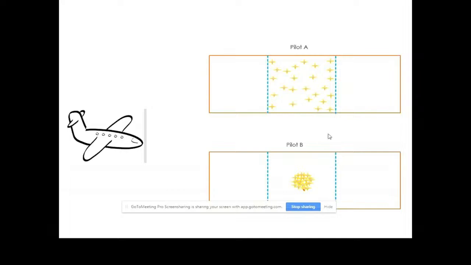The cost of the flight ticket is exactly the same for flying with pilot A and pilot B. Now, as a customer, which pilot would you want to fly with? Pilot B, because he's consistently in the center of the safe zone.